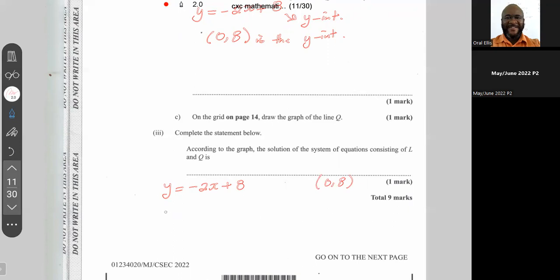I might say something like when x is, let us say, equal to 4. Y would be equal to minus 2 times 4 plus 8. So this is minus 8 plus 8, which is 0. So x is 4, y is 0, is another point on the line. 4, 0 is actually the x-intercept. So I have my 2 intercepts, 0, 8 and 4, 0.